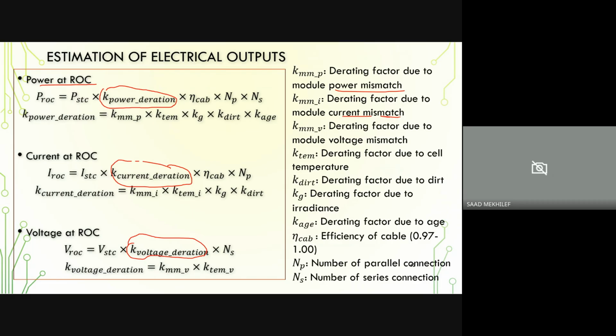Also there is the current mismatch, derating due to voltage mismatch, derating due to temperature and dirt, derating due to the irradiance. Then the age, meaning if I'm calculating for after 2 years, 3 years, 4 years, and so on. And the efficiency, for example of cables: most cables have some losses, for example 3% losses. And the number of connections in series and parallel, but if we assume 1-to-1, then yeah.